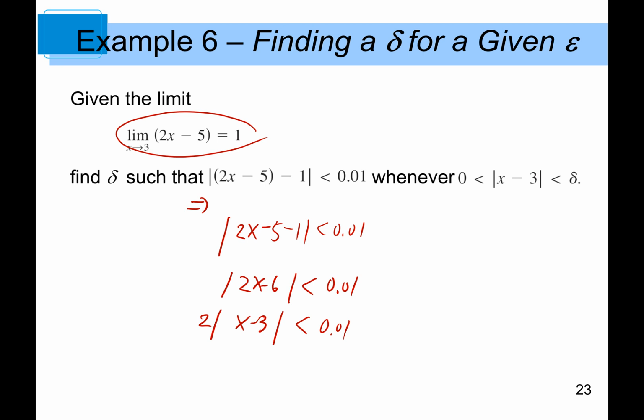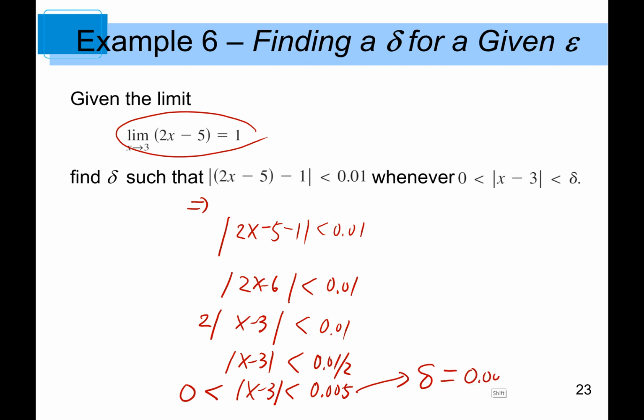So now divide both sides of the inequality by 2. Get absolute value of x minus 3 is less than 0.01 divided by 2. So as you can see, 0.005. So this absolute value is definitely greater than 0, less than 0.005. And this is actually the delta we're looking at, right? So delta equals 0.005. So this is the algebraic way of finding the answer.